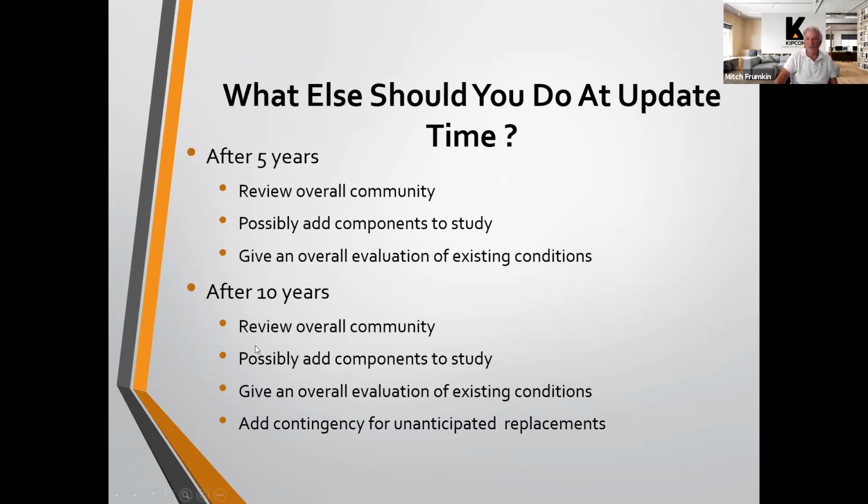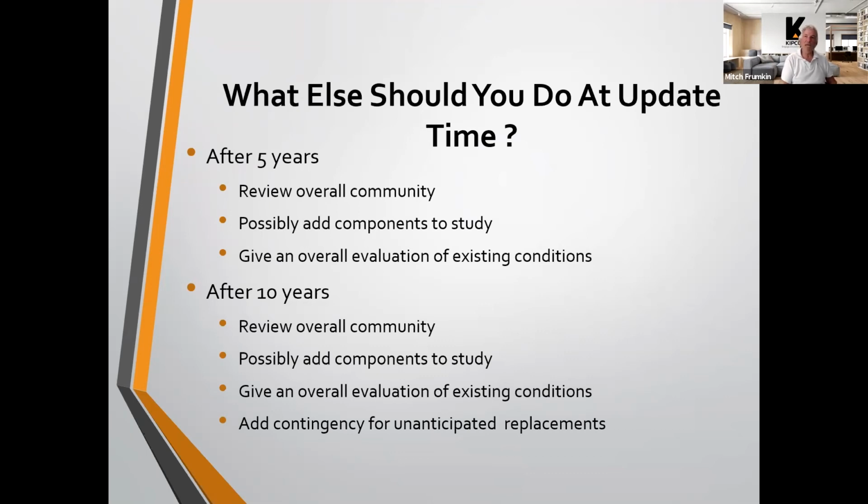So give an overall evaluation. After 10 years, again, review the overall community, possibly add components, and add contingency for unanticipated replacements. What happens is that there are a lot of things that you can't see, and there's history that starts coming into play. For example, let's say you have water lines that go to each individual home under the ground. They're generally not on the reserve study, but let's say you start historically having to spend $10,000 a year to replace them because they're falling apart. Based on that additional information, it should be included in the reserve study, but maybe adding contingency.